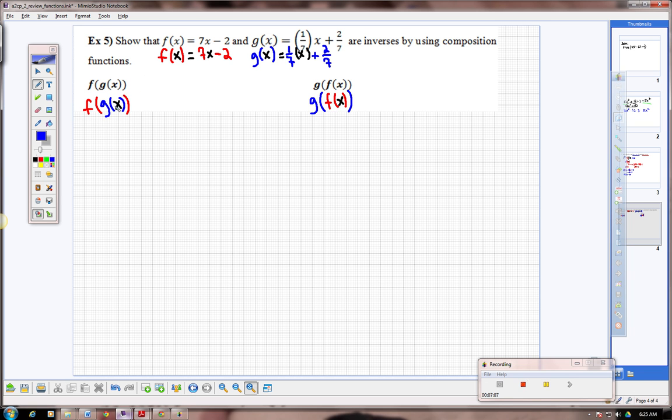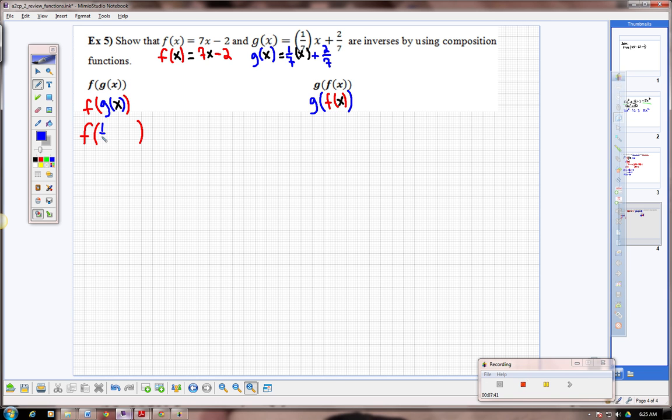I already have it set up here, and I have the color coding. Function f is red, g is blue. A little change from the last example. So remember, it's all about substitution. I am substituting g of x, that function, into f. So every place that I see an x in function f, I'm going to plug in g, which is 1/7 x plus 2/7. I'm going to go ahead and make that in blue.